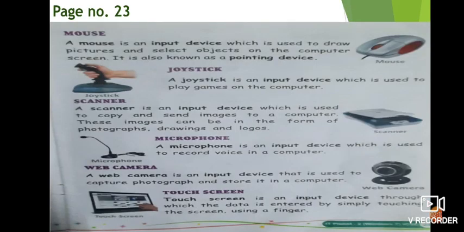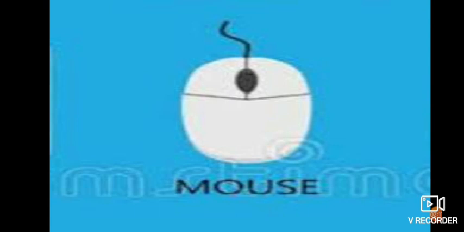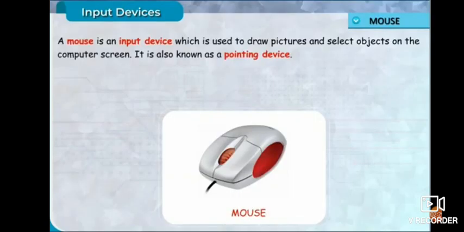Next page is page number 23. Mouse. And this is how it looks. I guess you all know this, right? A mouse is an input device which is used to draw pictures and select objects on the computer screen. It is also known as a pointing device. A mouse is a pointing device which is used to move or select the object.